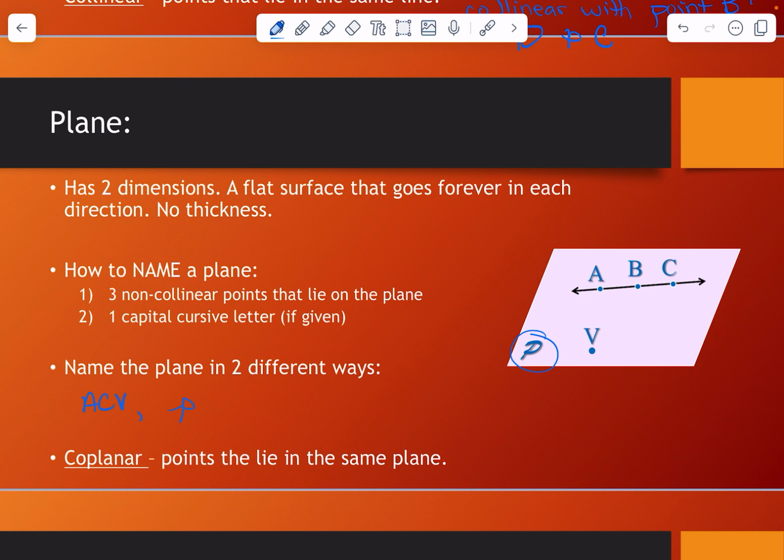Now, just like we have collinear, we also have coplanar. Coplanar means that the points lie in the same plane. So if I were to ask you what points are coplanar with point A, you would say B, C, and V, because they all lie on the same plane.